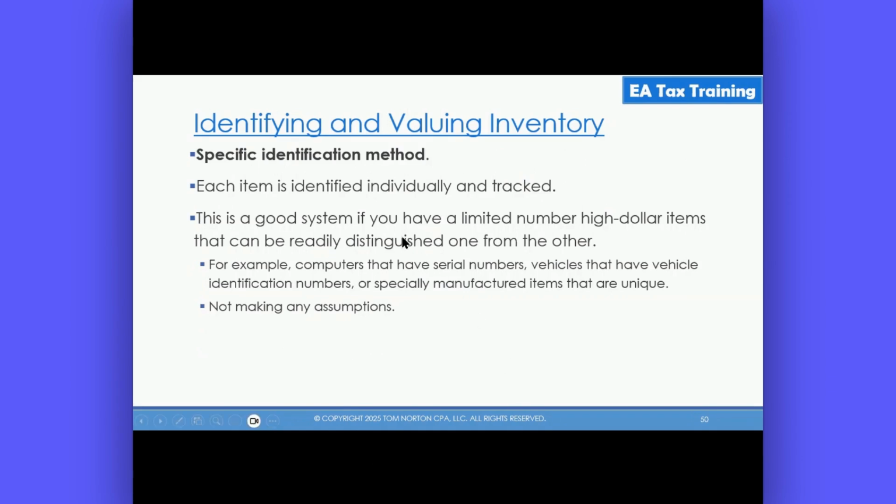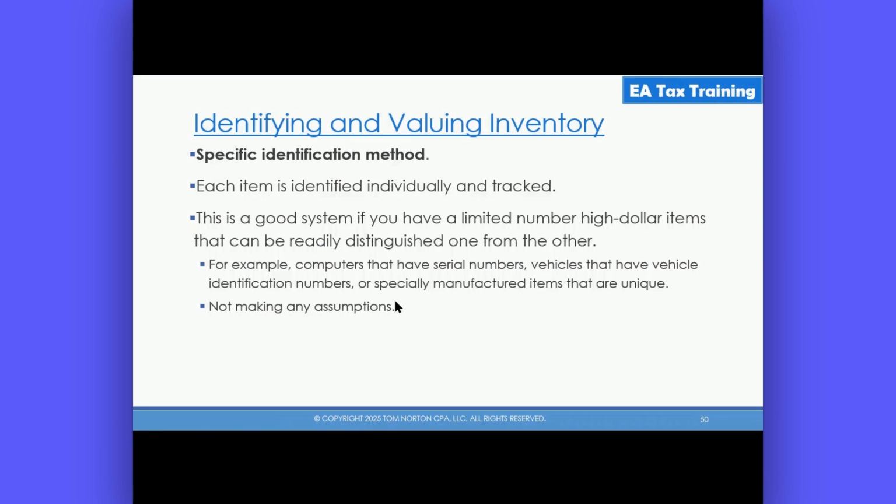Specific identification method. Here, each item is identified individually and it is tracked. This is a good system if you've got a limited number of high dollar items that can be readily distinguished one from the other. For example, you've got computers that all have serial numbers, vehicles that all have vehicle identification numbers, or specially manufactured items that are unique. You normally manufacture a certain type of item, but you've got one customer that wanted one special thing, and so you made this unique for them. You can track that pretty easily.